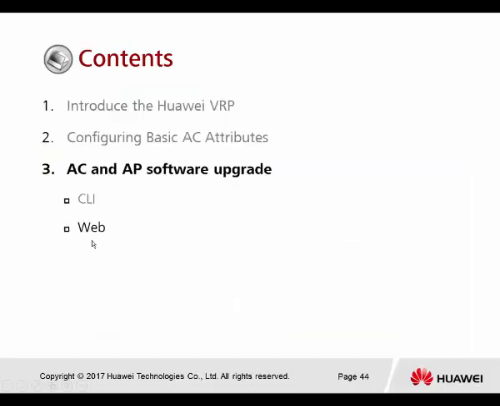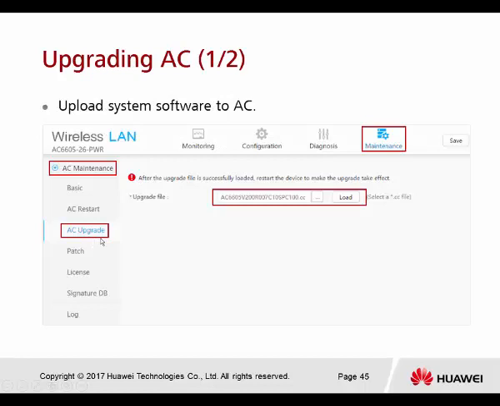And the last is the web. So the web is pretty simple. We just go to Maintenance, AC Maintenance, and select AC Upgrade. So if you want to upgrade the controller, you just access the web and then load. Load means I'm going to load the file that I downloaded onto my laptop, my PC. I want to upload it to the controller. So you just click on this.